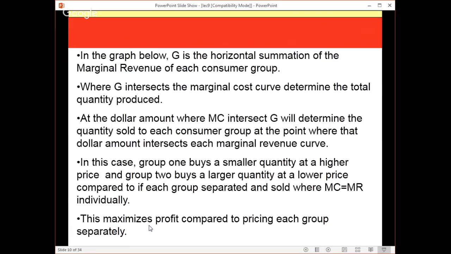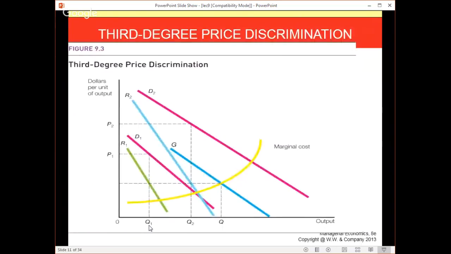In the next graph, well, let me show you the graph before I explain. We have third degree price discrimination. This is where I have two groups where I'm able to separate them into two different segments, and I make sure that one group can't sell whatever they bought to another.